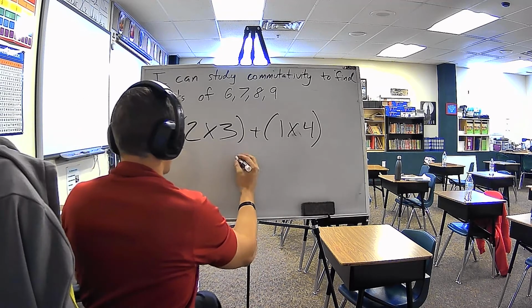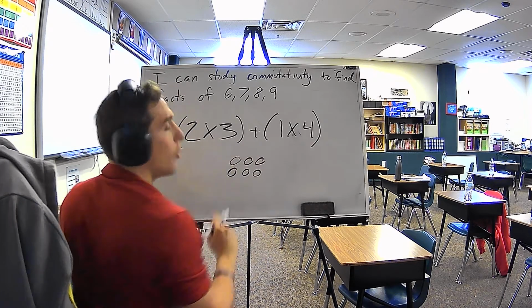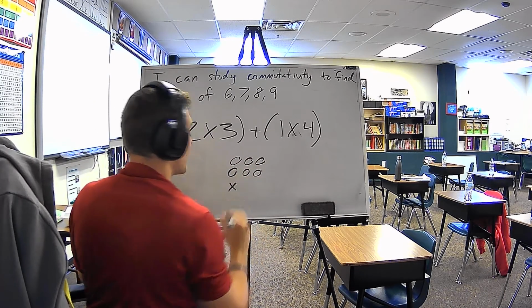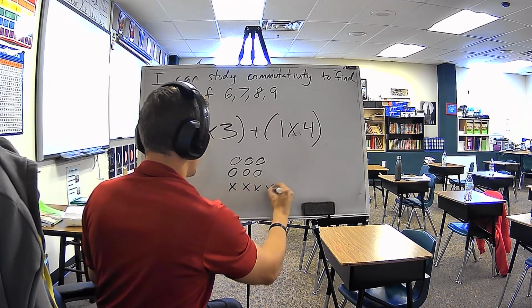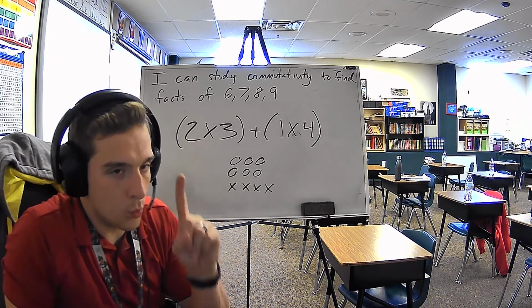And I could draw this out. So I have 2 groups with 3 in each group. Now over here, how many are in this group? First off, there's only 1 group. I'm going to mark these ones with X's so you can visually see the difference here. And there's 4 in each group.